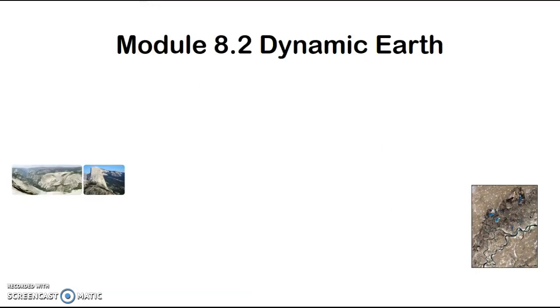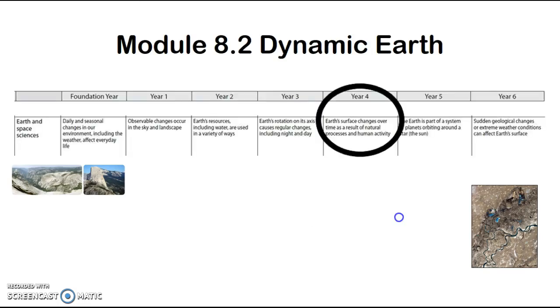Module 8.2 was called Dynamic Earth, and here we looked at the scope and sequence, and like all the other substrands, the scope and sequence works in a sequence from Foundation through to Year 6, and the knowledge builds up as you go through each of the years. Now, as I said, this module did look at the Year 5 content, which was about Earth as being part of the solar system. However, you've noticed I've circled the Year 4 content here.